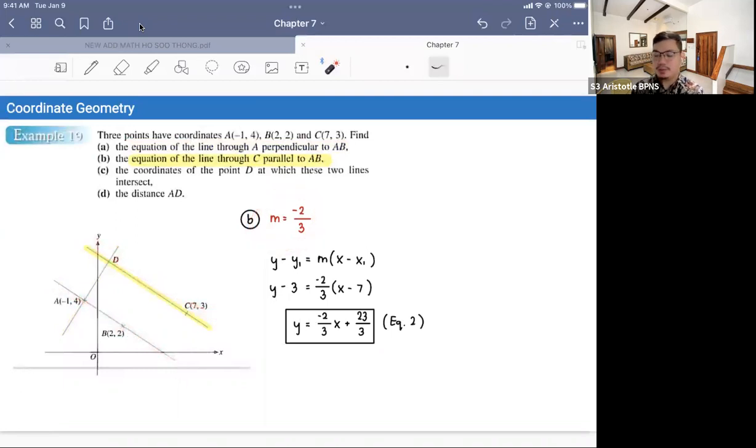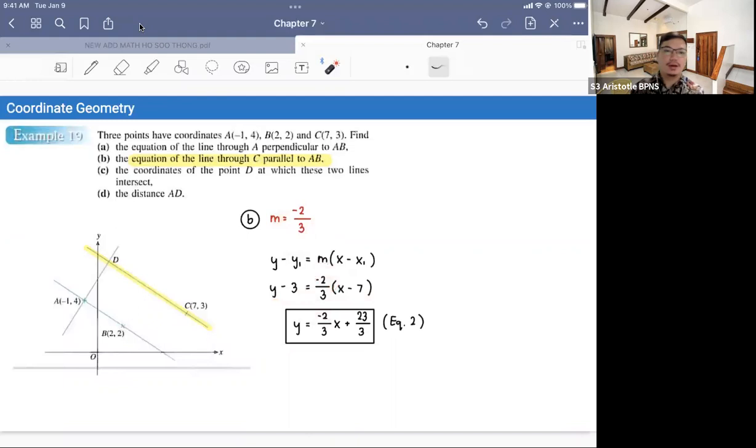So from there, we can now find the equation of line CD by using this formula again. So y minus, using point C, you have 7 and 3 here, and the same gradient, negative 2/3. Simplifying this, you'll get y equals negative 2/3 x plus 23 over 3. All right. Any question, class, for letter B?